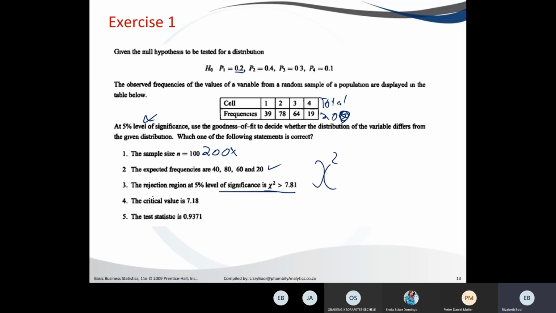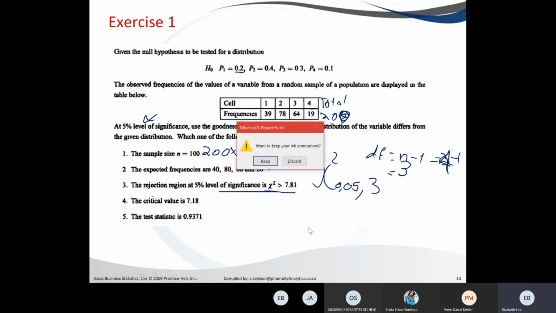And the critical value is 0.05 because it's 5%. And you go and find our degrees of freedom. Remember, degrees of freedom is n minus 1. 1, 2, 3, 4. Therefore, it is 4 minus 1. Therefore, the degrees of freedom is 3. So we're going to use 3 to go to the table.